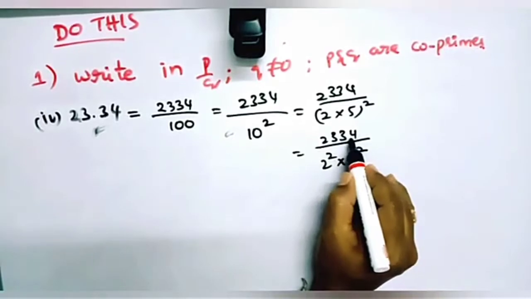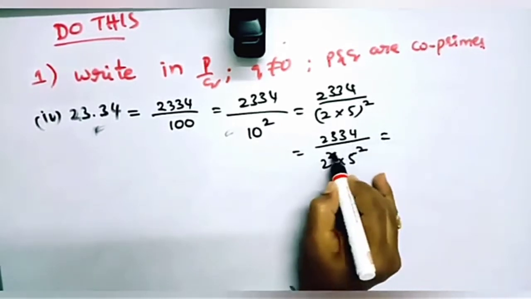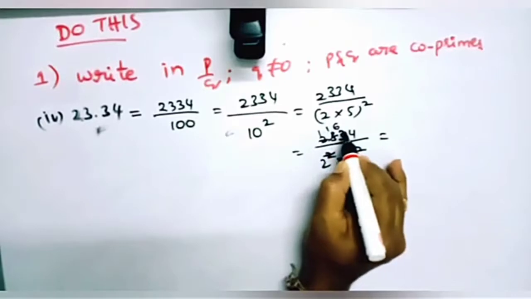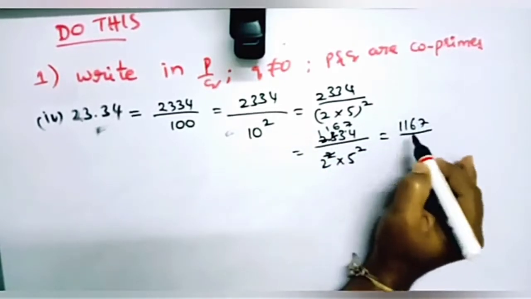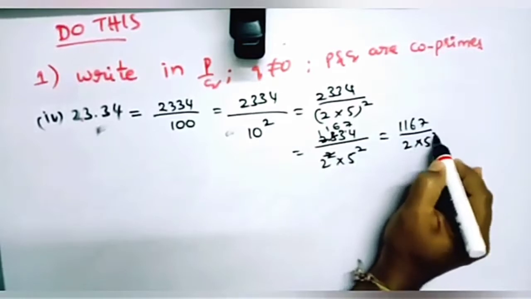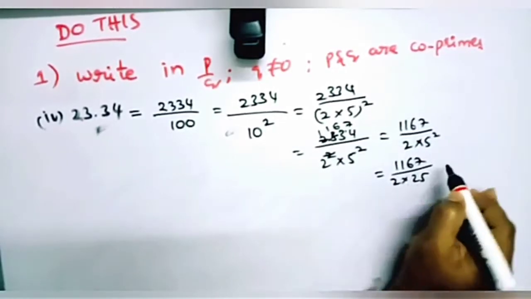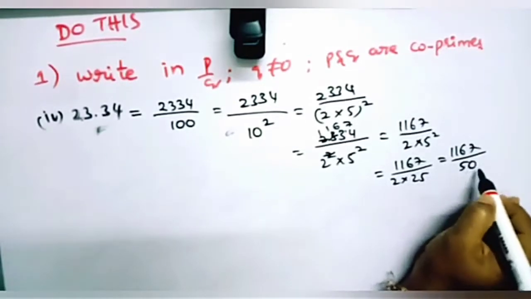Then this is divisible by 2. This is divisible by 2, so one 2 will be cancelled. Then 2 times 1 is 2, 2 times 1 is 2, 2 times 6 is 12, 2 times 7 is 14, so the answer is 1167 by 2 into 5 square, that is equal to 1167 by 2 into 25, that is equal to 1167 by 50 is the answer.